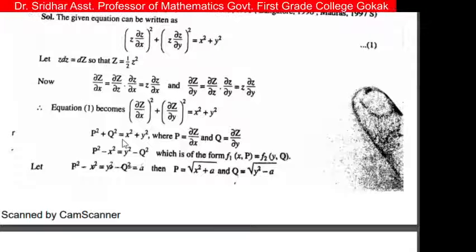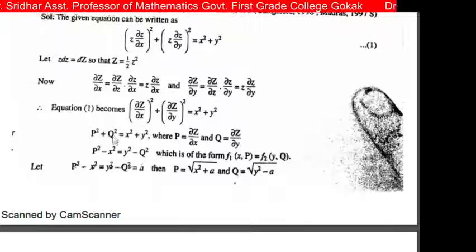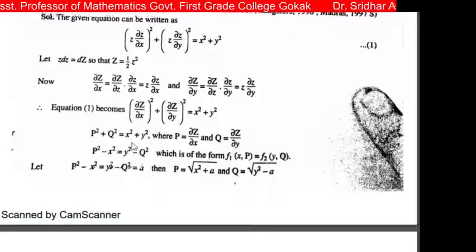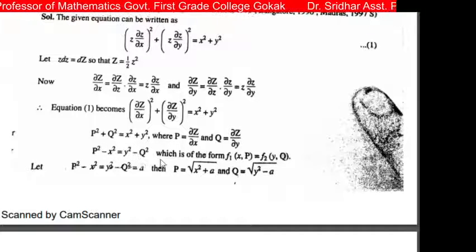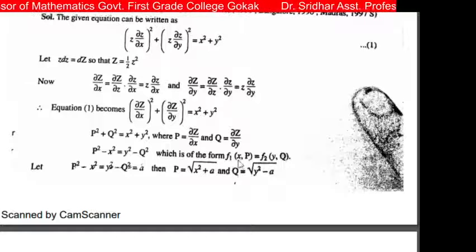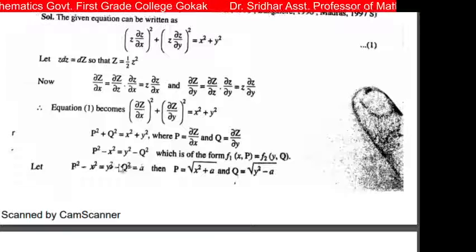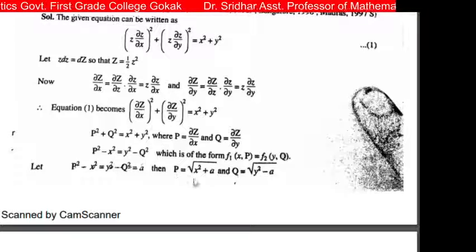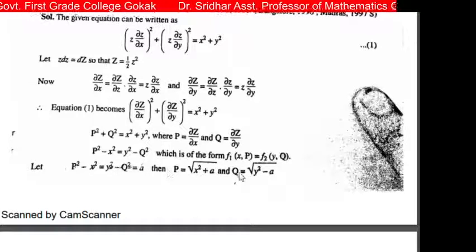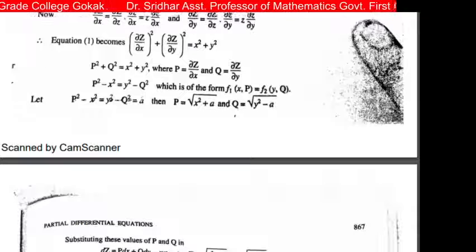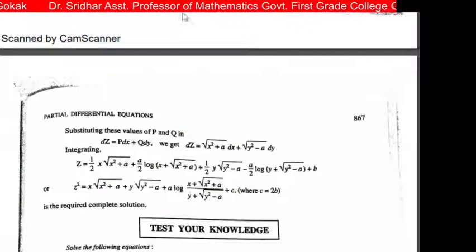Okay, so then bring this term x^2 to the left and send this Q^2 to the right. We get P^2 - x^2 = y^2 - Q^2, which is of the form f1(x, P) = f2(y, Q). So from this equation calculate P. P is the square root of x^2 + a and Q is the square root of y^2 - a.